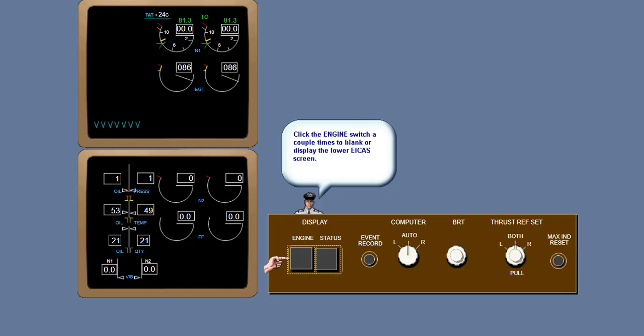Cyan arrows display on the upper EICAS when the lower EICAS is selected. If the lower screen is selected for blanking, these cyan arrows are not displayed. Therefore, if the cyan arrows are displayed, the crew expects the lower screen to not be blank. In this case, if the lower screen is blank, the crew knows it has failed.